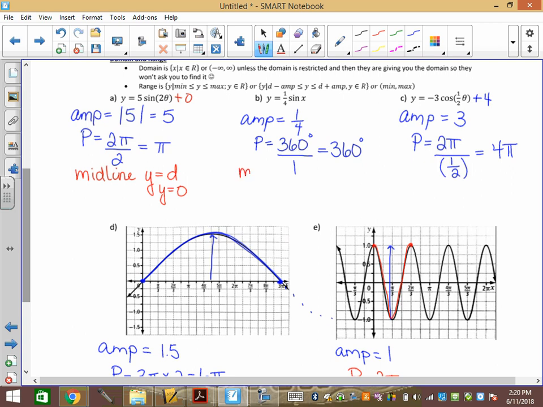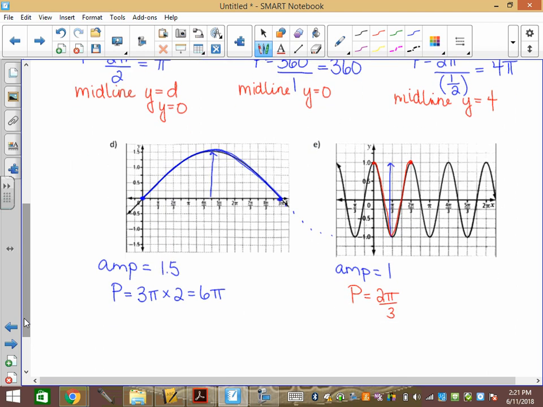What's the midline of B? What about C? I added a 4 so that not all of them were just 0. On a graph, if you count down the amplitude and up the amplitude, you'll meet at the middle, which is your midline. So in this case, if I count down 1.5, it's actually cut at y equals 0.